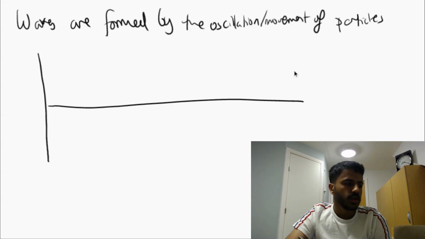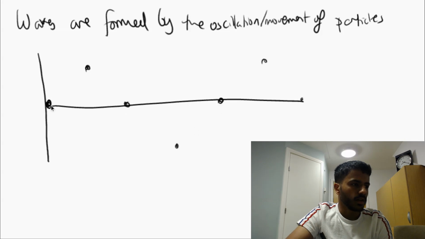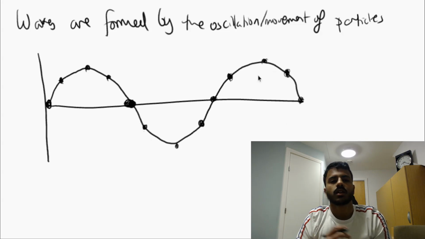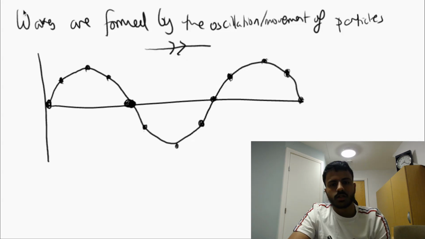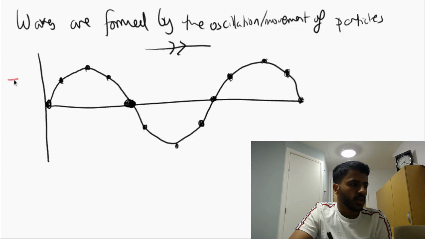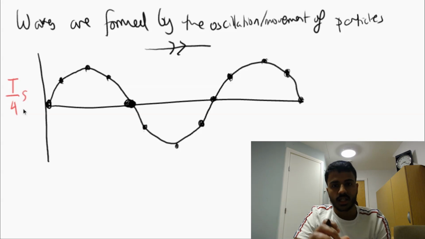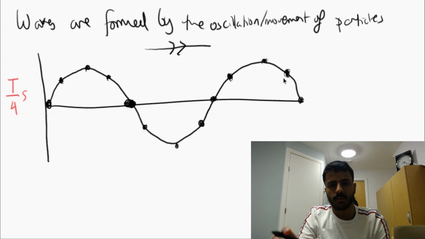So let's say I have some way of vibrating these particles such that they form a wave. And in this case, they form a wave like this. Now let's say I decide that this wave is going to move in this direction here. So let's say a time of T over 4 seconds has passed, where T is the time period of the wave. It means that this wave pattern is going to shift to the right by a certain amount.